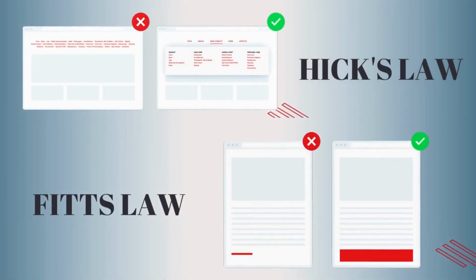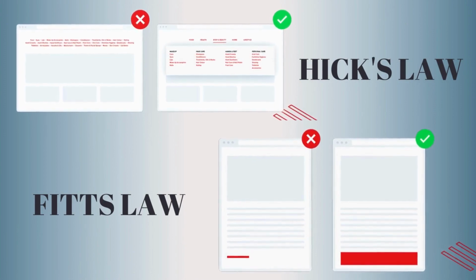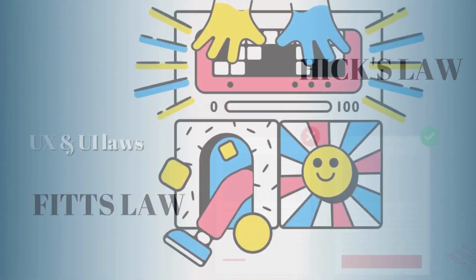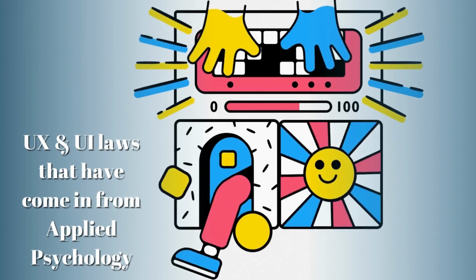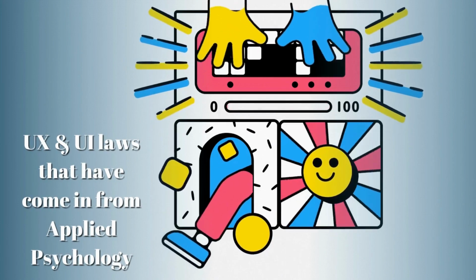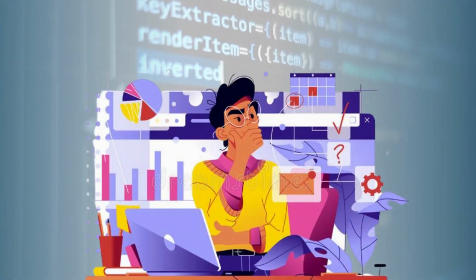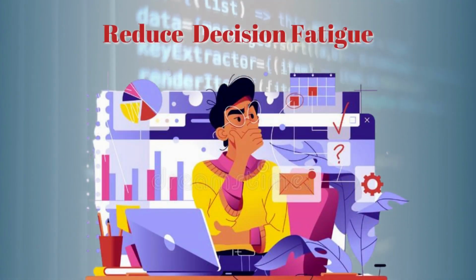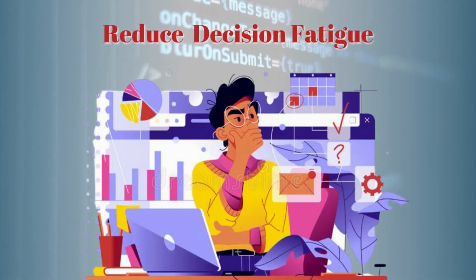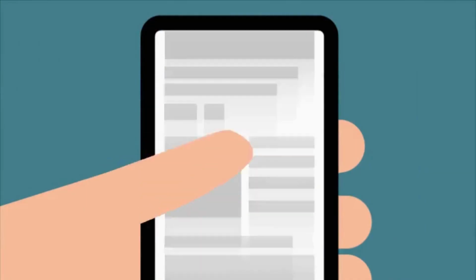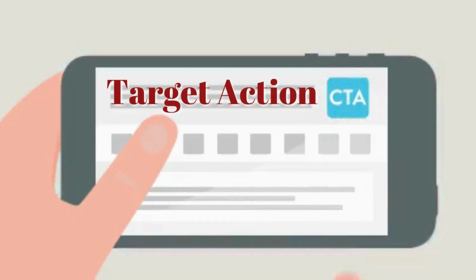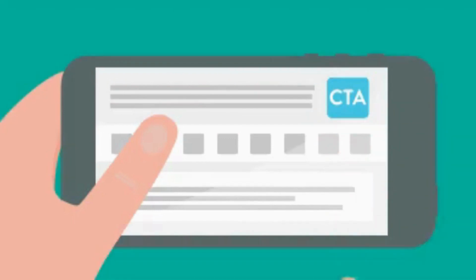In this series of videos, we have talked about Hick's Law and the Fifth Law. These are laws of UX and UI that have come in from applied psychology. And people who make websites use these laws to reduce decision fatigue so the end consumers can navigate the websites easily. In addition, these websites have specific target actions they aim to achieve through their design.